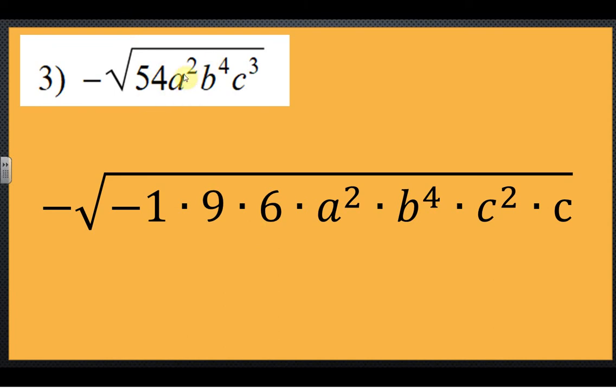So we're going to break this 54 to the -1, 9 times 6 as usual, and then don't forget your variables. A squared, remember, exponent divided by the index. 2 divided by 2 is 1. 4 divided by 2 is 2. 3 divided by 2 doesn't work, so I split it into 2 and 1.